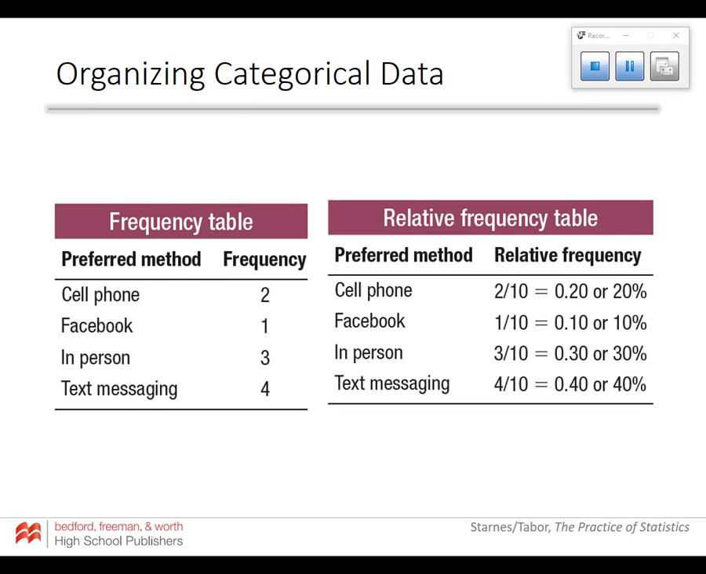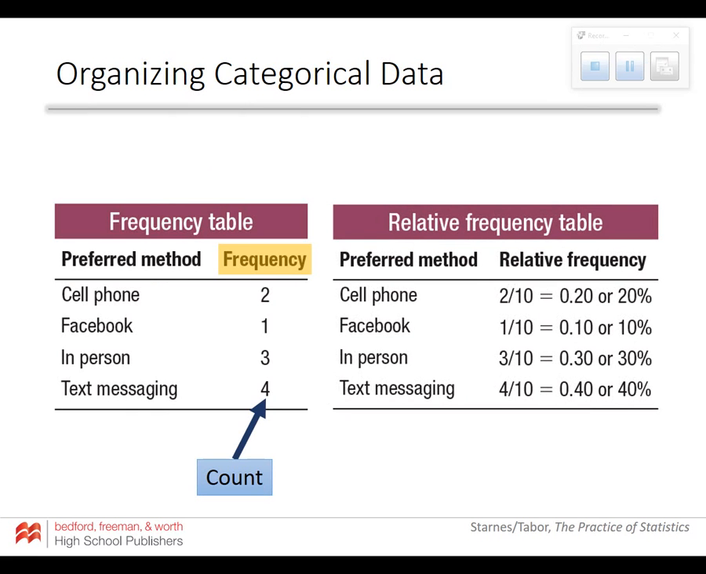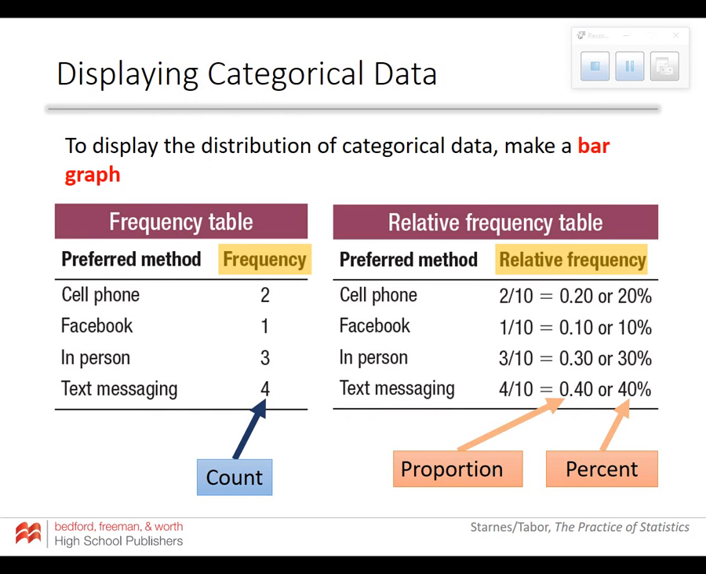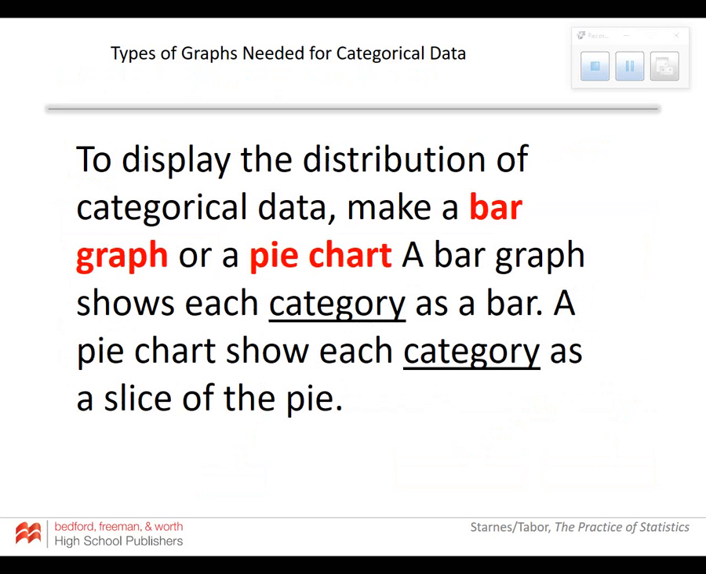And so we can use these relative frequencies. Notice a frequency is just a count. Relative frequency is either a proportion or a percent. Usually you write them in percents, though. And we can use those numbers to make a bar graph. So to display the distribution of categorical data, we can either make a bar graph or a pie chart. A bar graph shows each category as a bar, and a pie chart shows each category as a slice of the pie.